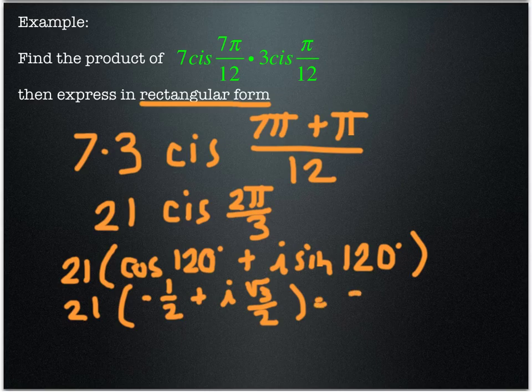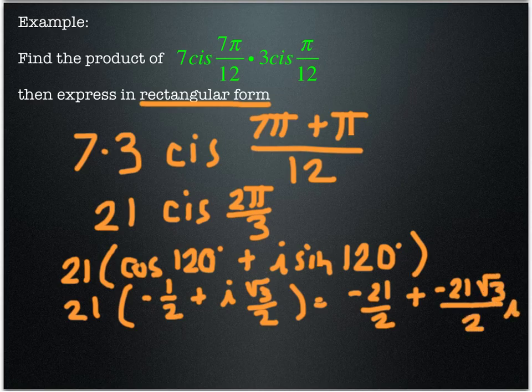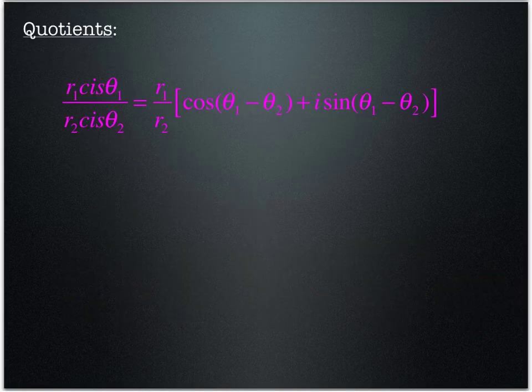So I'd get negative 21 over 2 plus 21 times the square root of 3 over 2 i. Not a real pleasant number, to be sure, but that's in rectangular form. As we have here, my final answer in rectangular form. Here's my final answer in trigonometric or polar form. Here's the super abbreviated version of that. Alright, really seems to be pretty commonsensical, I think.